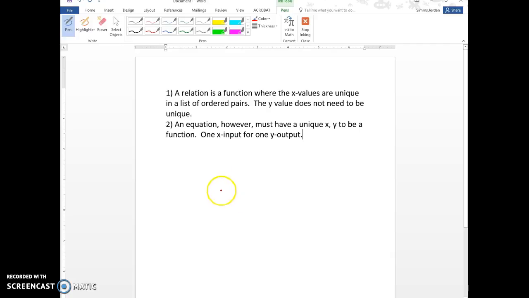So, first one. Let's take a look at these definitions, and I'm going to tweak them a little bit. I think you're really, really close. You're just missing one little tweak. Number one, a relation is a function where the x values are unique in a list of ordered pairs.